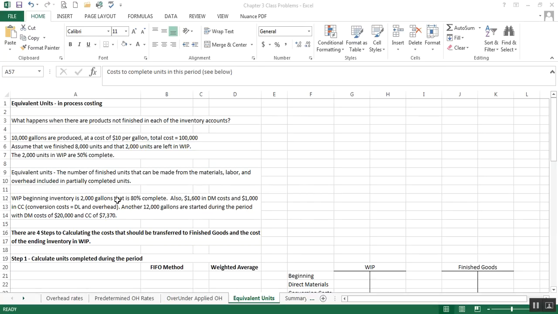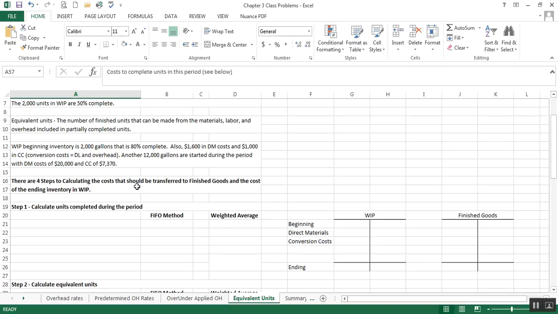So going back to the same example, in beginning inventory, we have 2,000 gallons of paint that are 80% complete. We also have $1,600 in direct materials costs and $1,000 in conversion costs. Conversion costs are your direct labor and overhead. Another 12,000 gallons are started during the period with direct material cost of $20,000 and conversion costs of $7,370. So what does this mean? What do we do with this information?